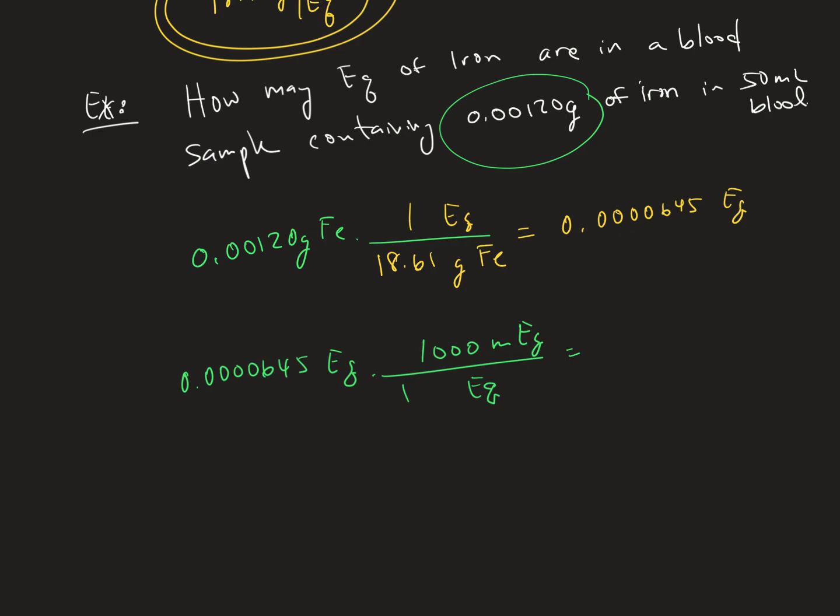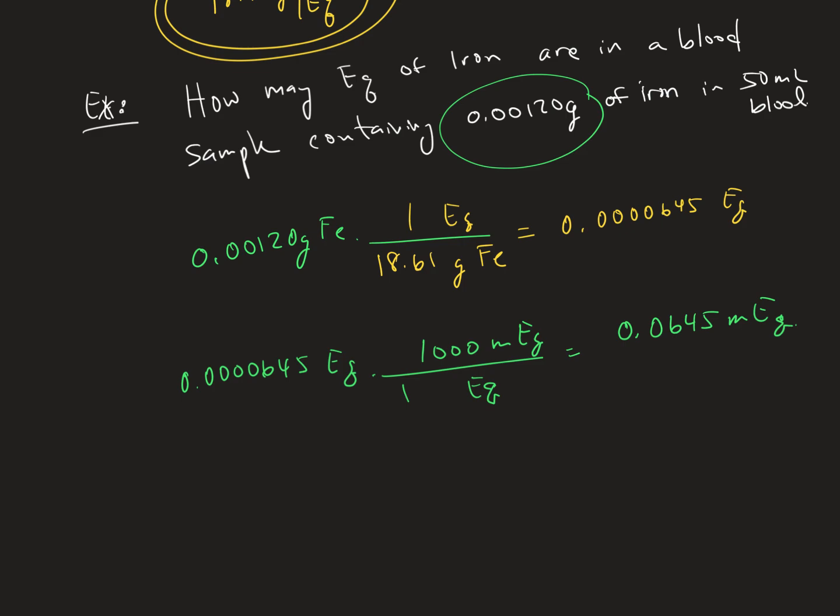And so I get 0.0645 milliequivalents. Can I also change that to microequivalents? Yeah, same way. Does that make sense? Would you just write it with 10 to the negative 5? You could. You definitely could. I just wrote it like this, so, you know, no big deal.